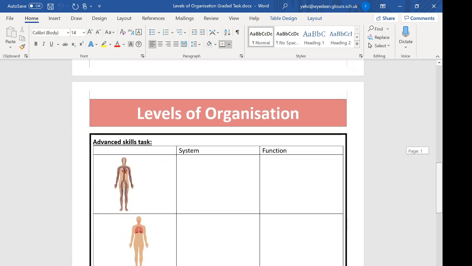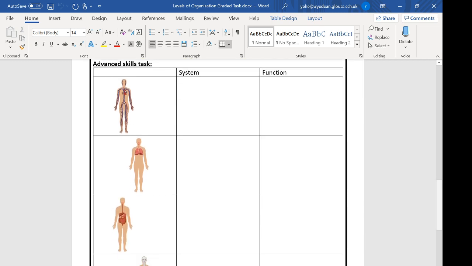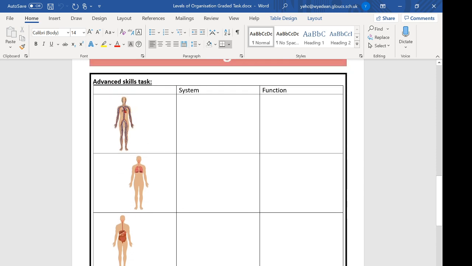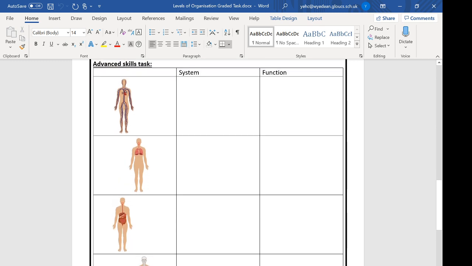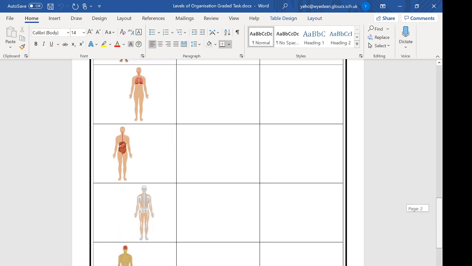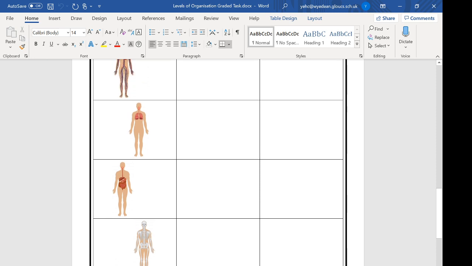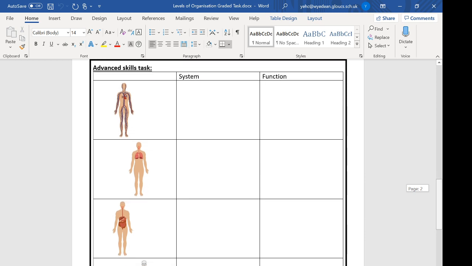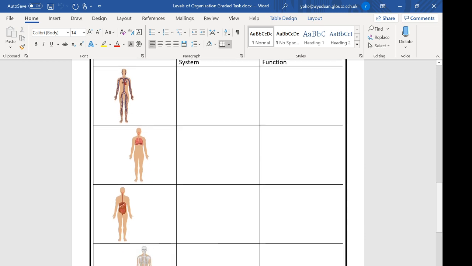And then for advanced skills, this is quite open-ended for you to write as much as you can. Basically, it's just what can you remember about this section. I have diagrams of different organ systems. We only went over 3 today, but like I said, be aware of the others just from background knowledge. So if you can, try to name the system in the first column, and then what you know about what it does in the function box. So that is our task.